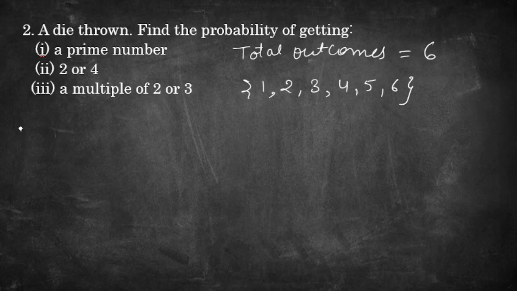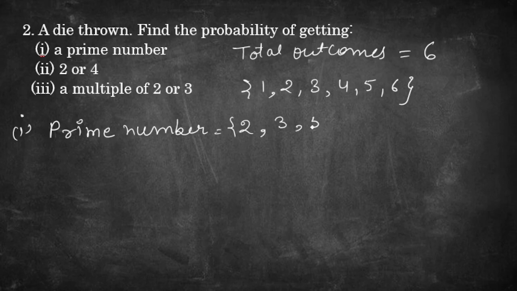Okay. Now first one, a prime number. Now out of these, how many prime numbers are there? 1 is neither prime nor composite. It's 2, 3 and 5. What are the prime numbers? Those which have only and only 2 factors: one is the number itself and another one is 1. Okay, so how many favorable outcomes are there? 1, 2 and 3. So there are 3 favorable outcomes.